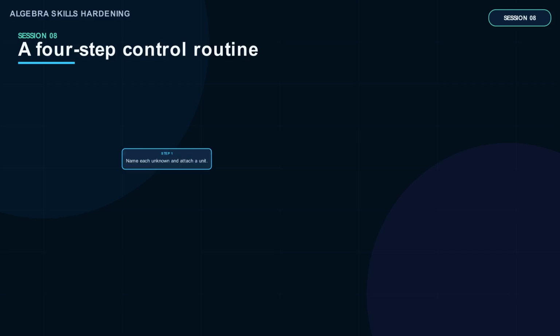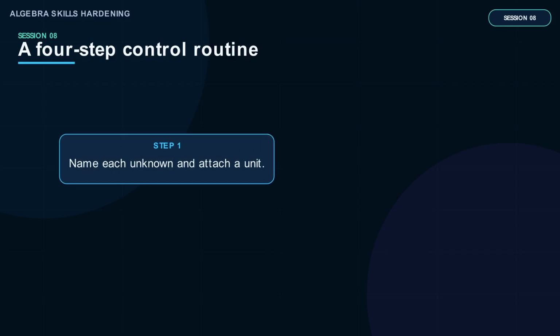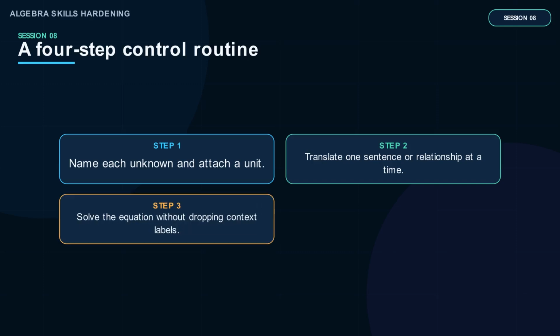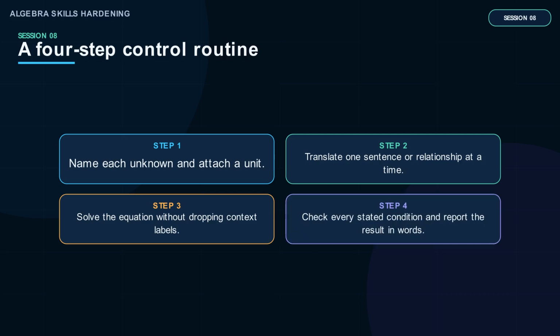Step 1. Name each unknown and attach a unit. Identify the object being changed and the requested result. Step 2. Use a separate line so signs, units, and restrictions stay visible. Step 3. Solve the equation without dropping context labels. Work efficiently without skipping an operation. Step 4. Check every stated condition and report the result in words. Whenever possible, verify with evidence independent of the original working.